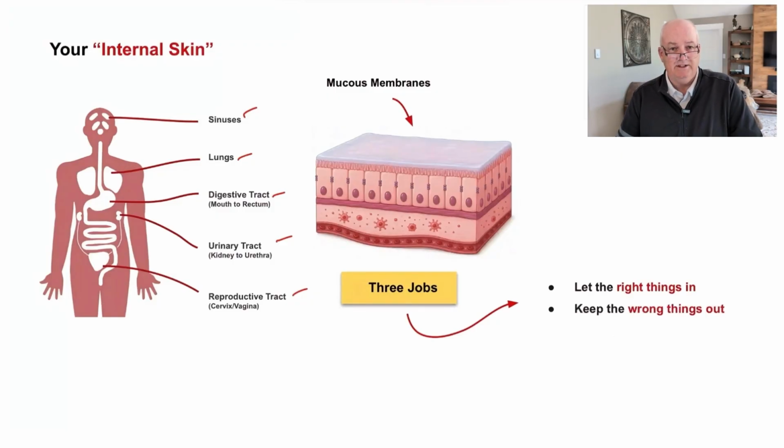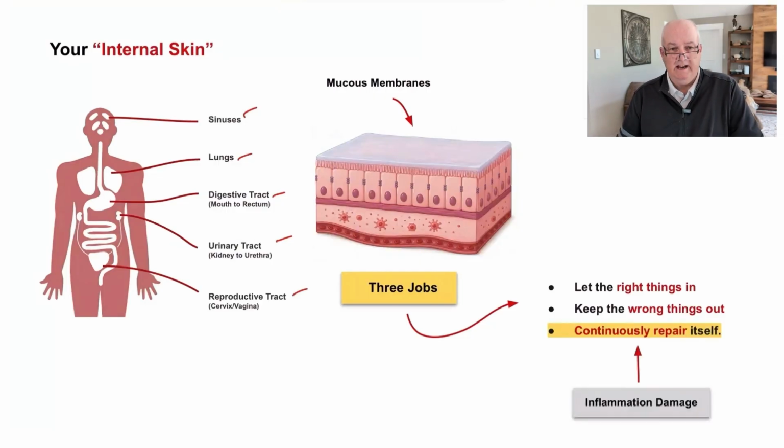It keeps the wrong things out. Bugs and bacteria and viruses and dirt and things that shouldn't get absorbed into our bloodstream in the digestive tract. And it constantly has to repair itself. The skin on the outside and the inside, it's constantly being damaged and challenged and irritated by different things. It has to have the ability to repair and regenerate those tissues to repel the next infection or invasion.